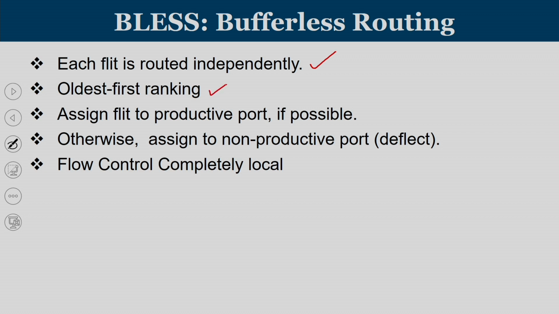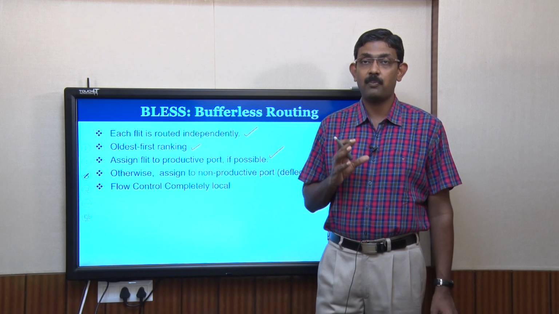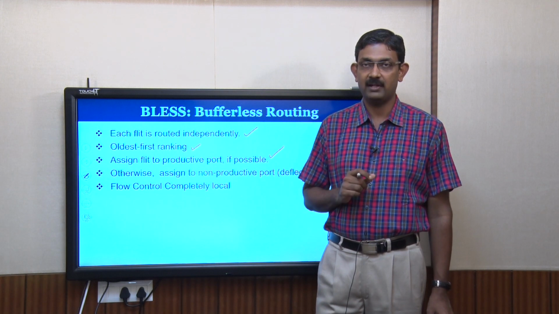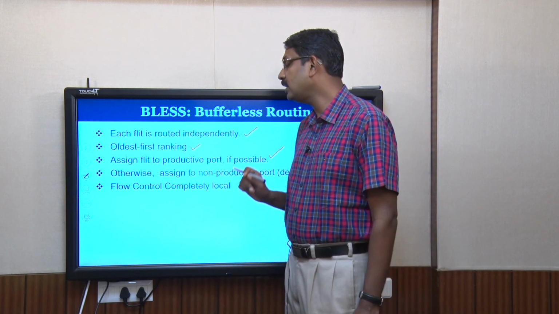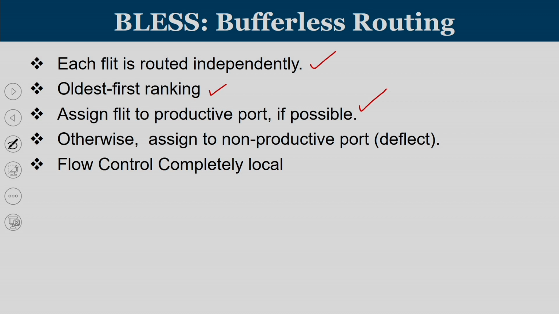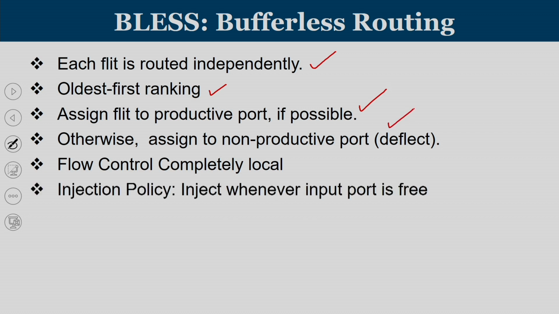The second one is oldest flit ranking. Priority is based on the oldest flit. Assign the flit to a productive port if possible. So, wherever possible, once you assign the port, you have to give a port that is productive to the flit. And the next one: if you cannot get a productive port, then also we are going to give the flit a port, and that is what is called the deflection port.